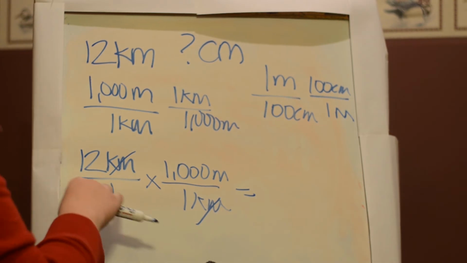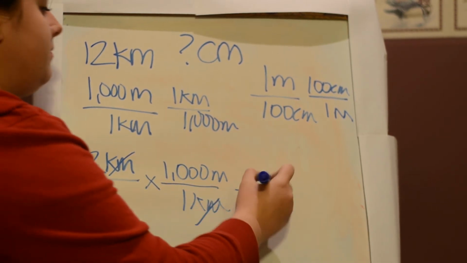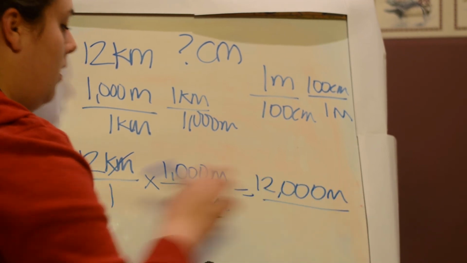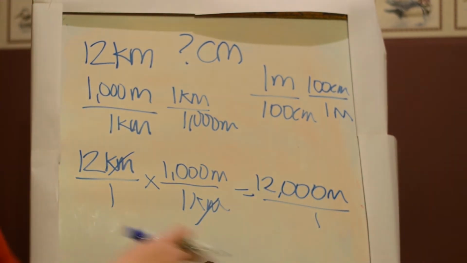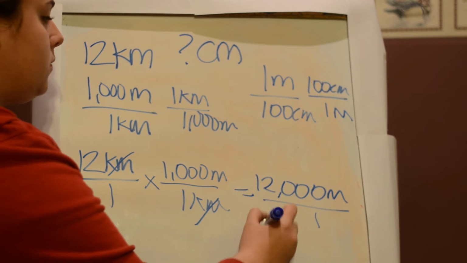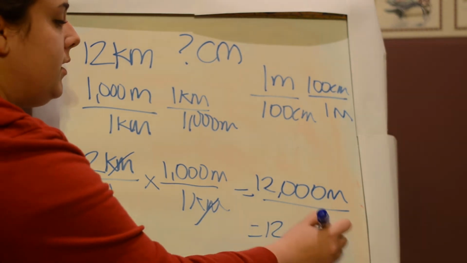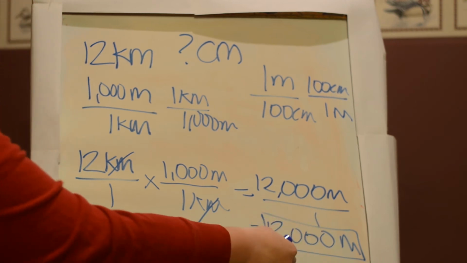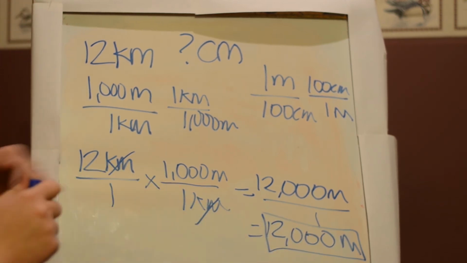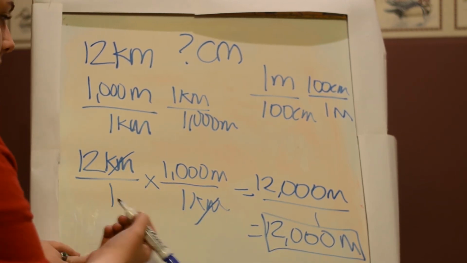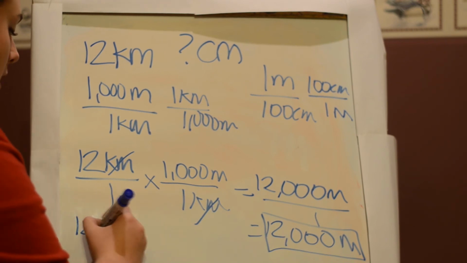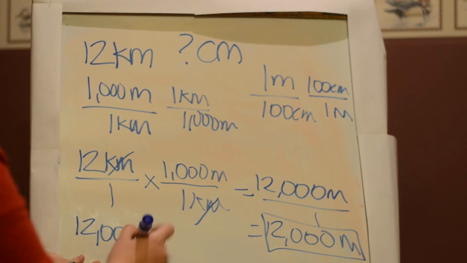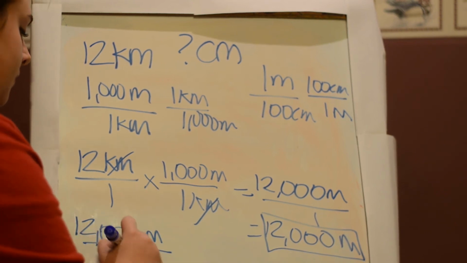We're going to have 12 times 1,000 meters is 12,000 meters over 1 times 1 is 1. So that leaves us with 12,000 meters. And just like Tracy said, don't forget your units. Super important. Now we're going to take those 12,000 meters and we're going to bring them down here and make a separate problem. You can do it all in one, but for demonstration's sake, I'm going to do it as 2. So we're going to have 12,000 meters over 1.